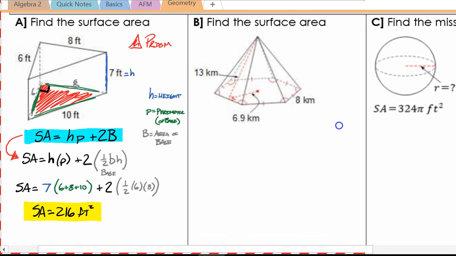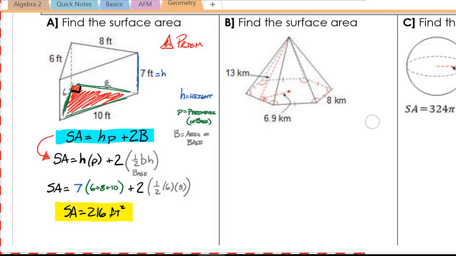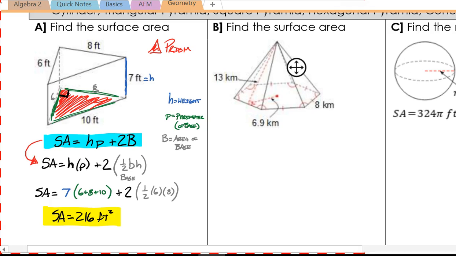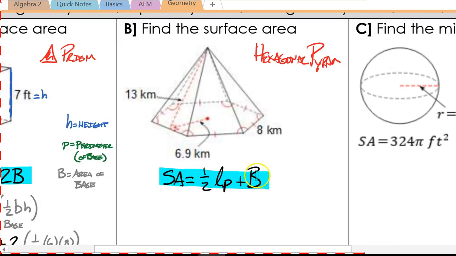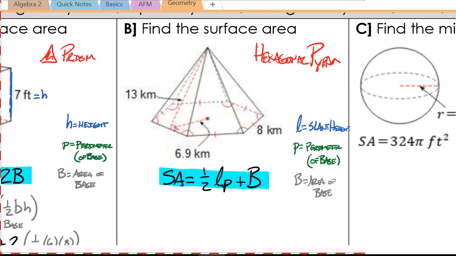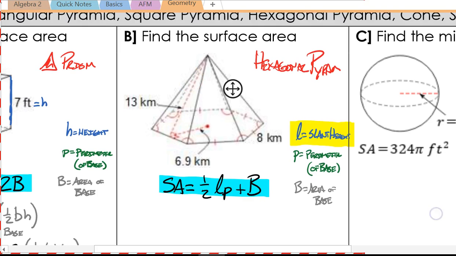So for problem B, once again, we are finding surface area. This time our shape is going to change. We're going to see that we have a hexagonal pyramid with surface area formula equaling 1/2 L times P plus B. Well, we know what P and capital B stand for. What does this L stand for? Well, in this case, L stands for our slant height. So it's not the height of the pyramid, but it's actually the distance here. We can see that 13 is going to be our slant height.